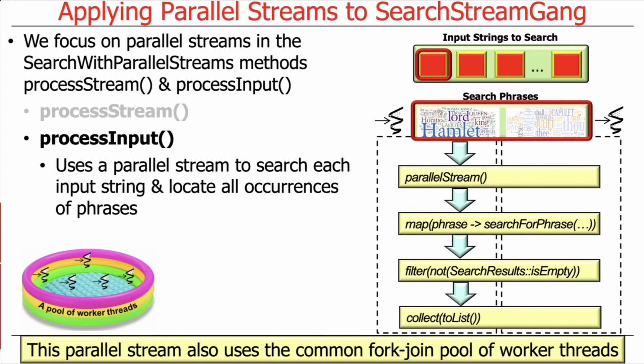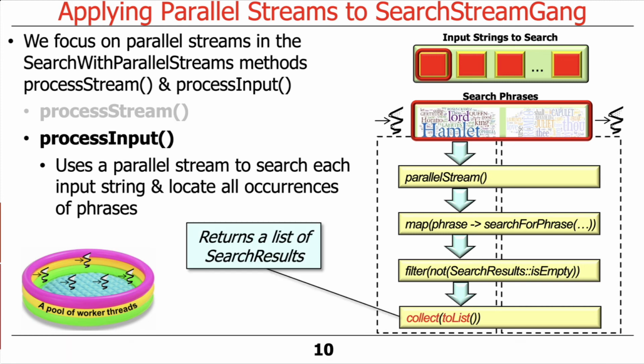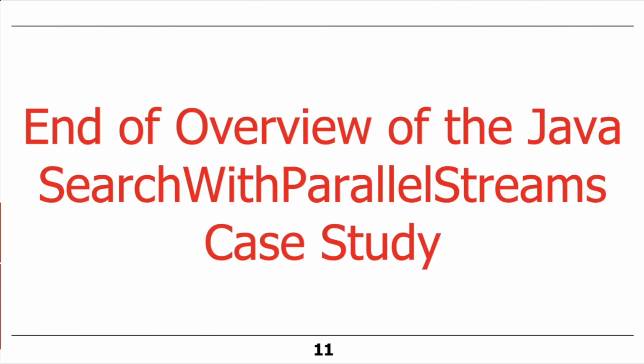So this parallel stream also, of course, uses the common fork join pool of worker threads, because that's pretty much what you're stuck with when you're using parallel streams. And it returns a list of search results that indicate whether or not there were matches that occurred. And it might be empty if there were no matches. So if you were looking in the play Hamlet for the phrase, my kingdom for a horse, you wouldn't find it in Hamlet because nobody says that in Hamlet. That's in some other Shakespeare play. Or out, damn spot. That's another classic phrase, which is from Macbeth.